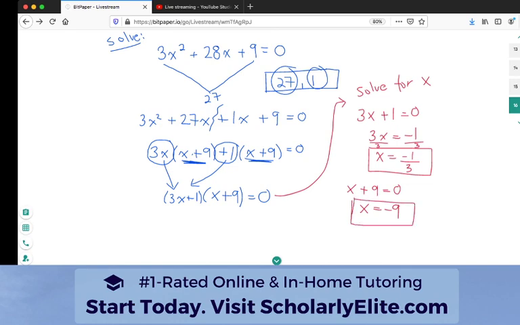And if your teacher's fancy, sometimes they'll ask you guys to write these as actual points on the graph. So just remember that these are x-intercepts. So all you need to remember about that is that the y term is always 0 when it's an x-intercept. And we've got negative 9. And there you go. You've got your two x-intercepts. I hope that makes sense.